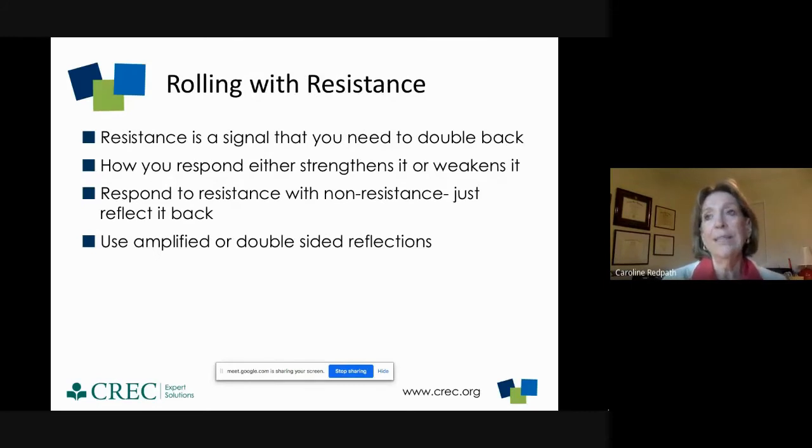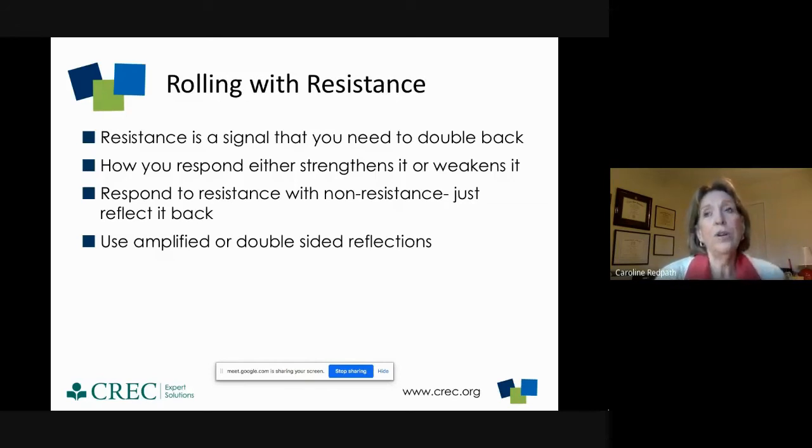So rolling with resistance is going with the skid. Anytime you butt up against resistance, it's a signal you need to double back and go back to supporting them, listening to them, working on trying to get more change statements. How you respond to resistance either strengthens or weakens it. If you pay attention to it and you butt up against it or you argue with it, you're strengthening it because you're giving it attention.